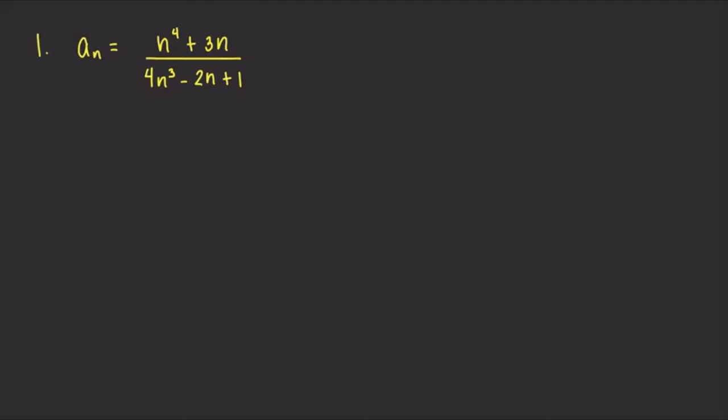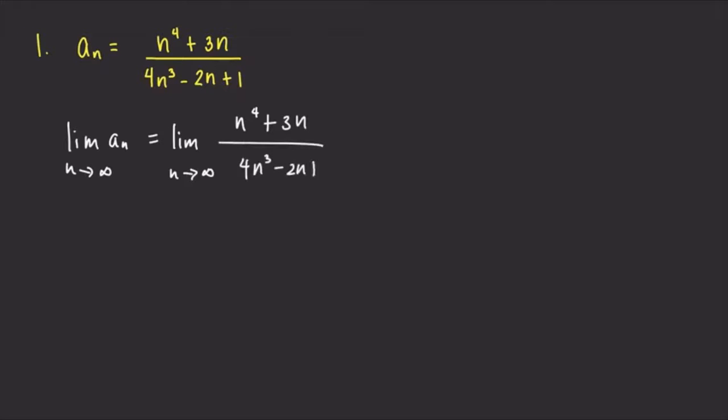Recall that to show that a sequence is convergent, we need to show that the limit of a sub n as n goes to infinity exists, which means it's a real number. If the limit does not exist, then we say that the sequence is divergent. So let's compute the limit of a sub n as n goes to infinity, which is equal to the limit as n goes to infinity of n raised to 4 plus 3n over 4n cubed minus 2n plus 1.